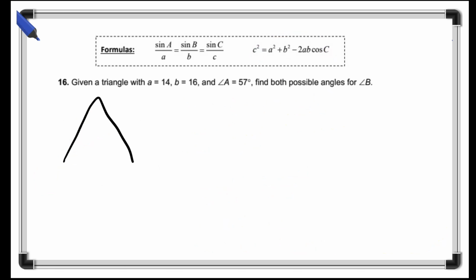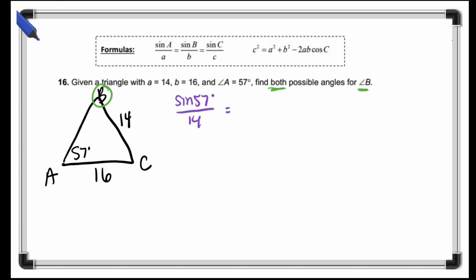Okay, and number 16, here we go. Another triangle, A, B, and C. Side A is 14, side B is 16, and angle A is 57. You are trying to find both possible angles for B. All right, so we're going to use our law of sines. So you have the sine of 57 over 14 is equal to the sine of angle B, which we don't know, over 16.